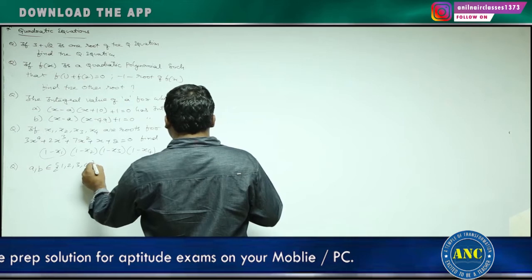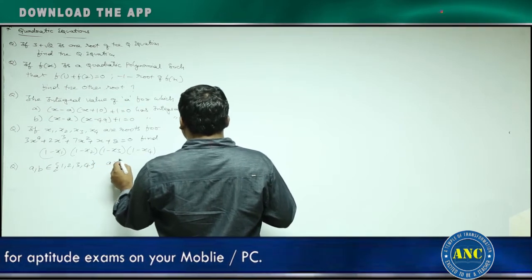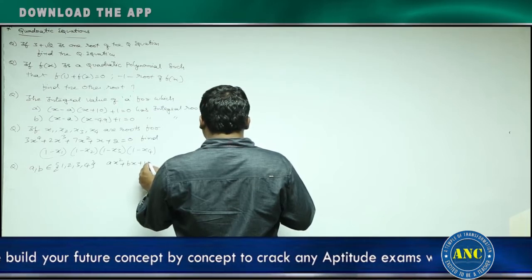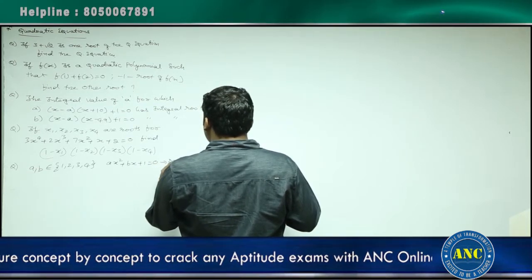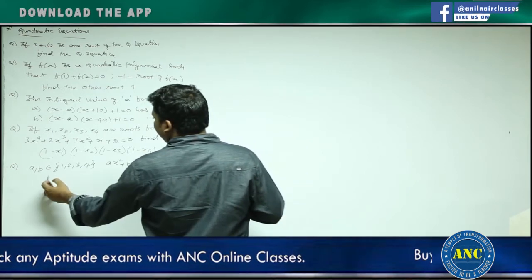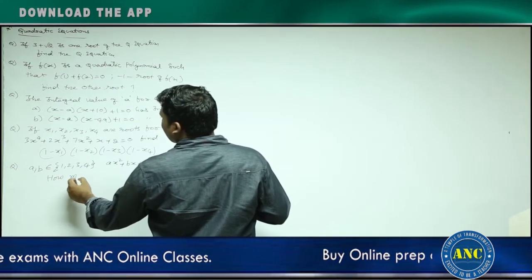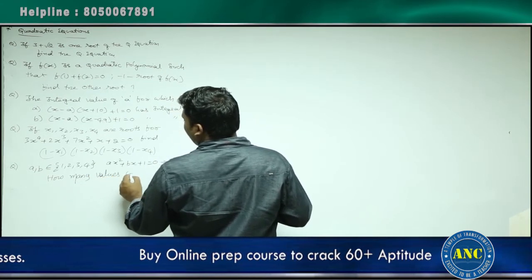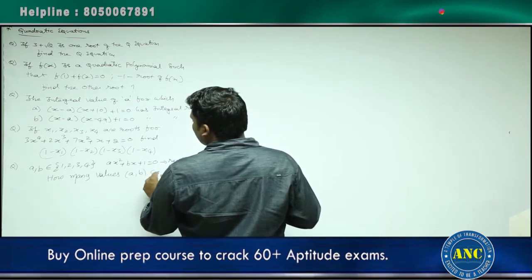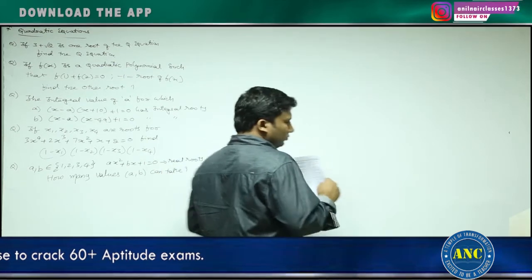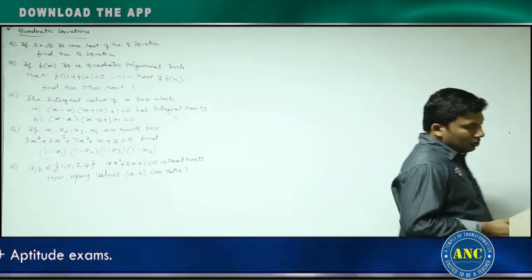Next one: a, b belongs to 1, 2, 3, 4. Ax square plus bx plus 1 equals 0. This equation has real roots. How many values can a, b take?